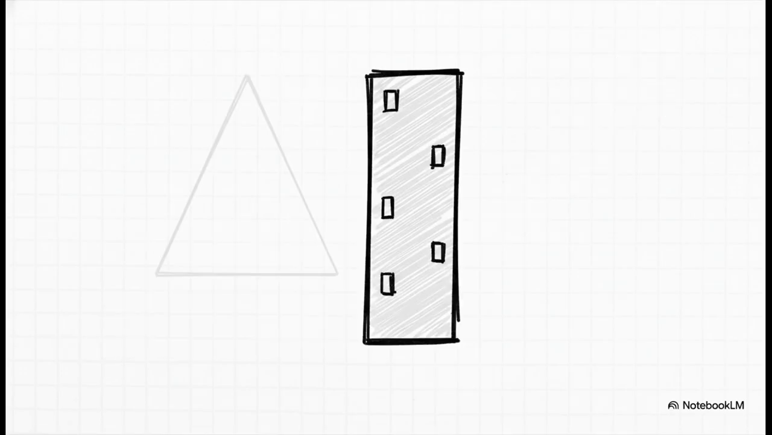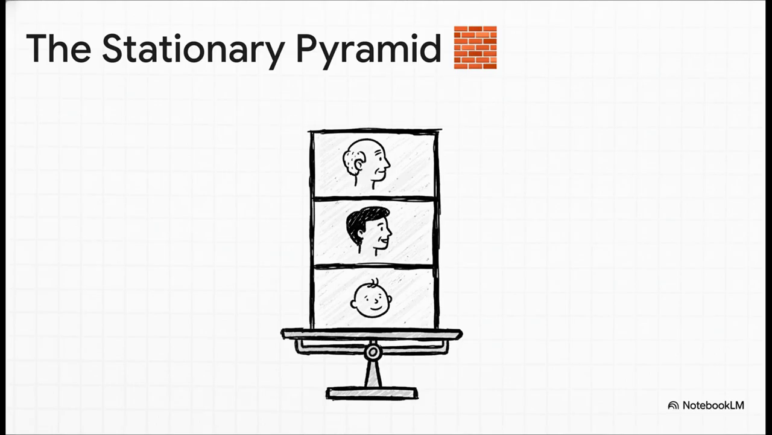Now, what's kind of cool about this next shape is how different it looks. It's not pointy at all. Instead, it looks more like a tall, straight building, kind of like a column or a rectangle. This is what we call a stationary pyramid, and its key feature is that the bars are pretty much the same width all the way from the bottom to the top. This tells us that the number of young people is about the same as the number of middle-aged people and older people. Everything's pretty balanced. So the story here isn't about growing or shrinking. It's about stability. The population size is just holding steady.